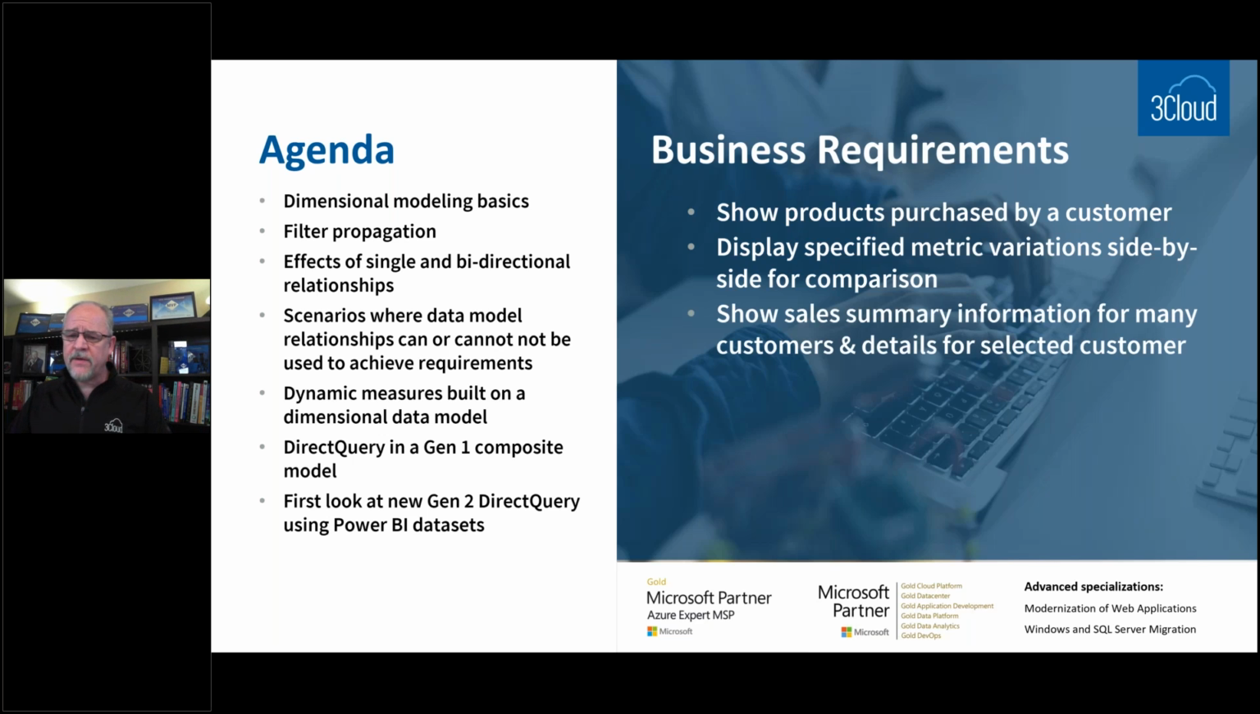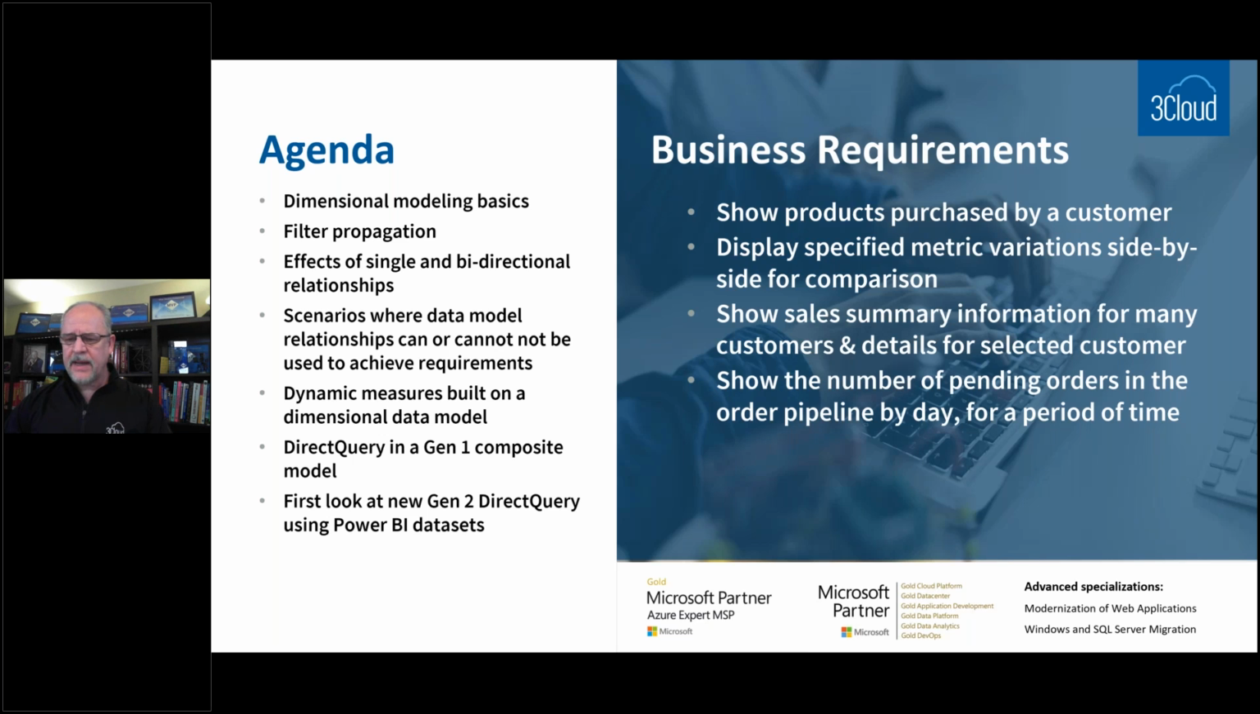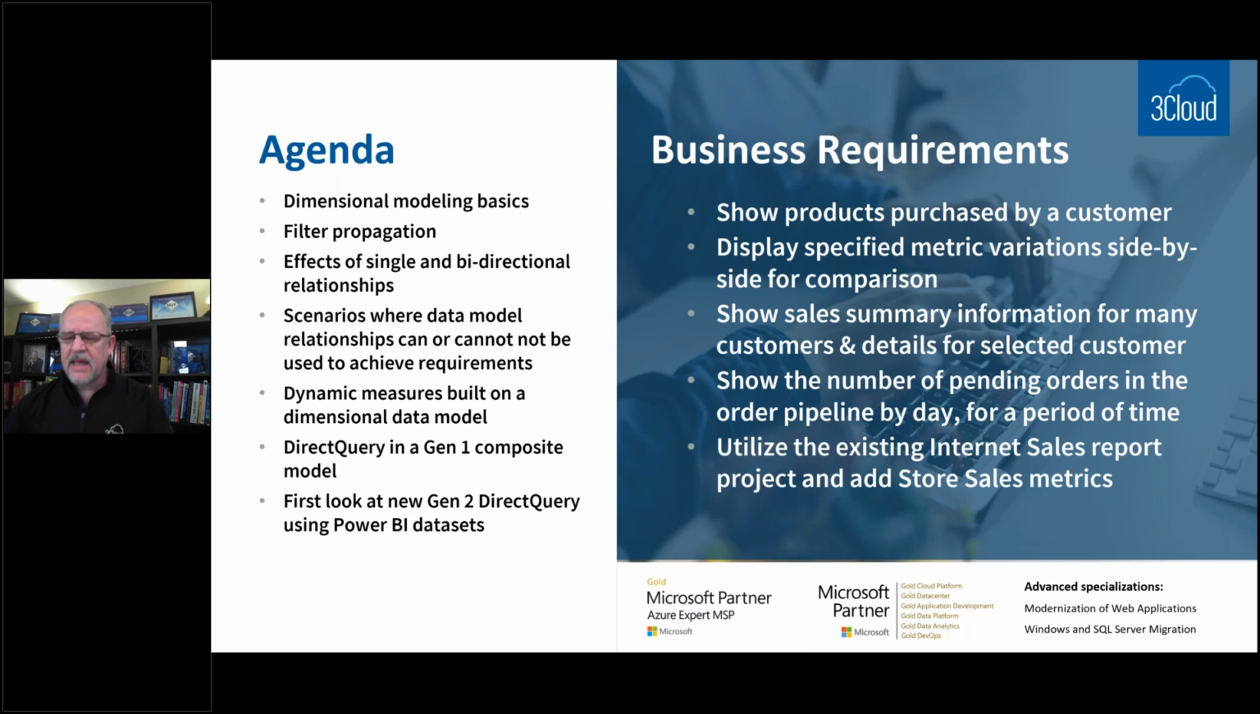I'm going to show sales summary information for customers at a summary level. And then we also want to be able to see details for a selected customer drawn directly out of the database rather than caching that data in the import-only data model. And then, like I said, I'm not going to take a lot of time with these last bullet points, but these are the business requirements and the business problems that we're going to address through examples and demonstrations.